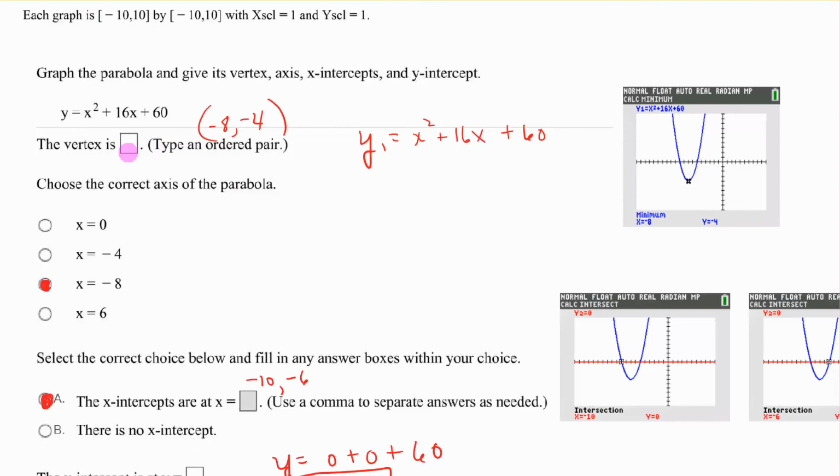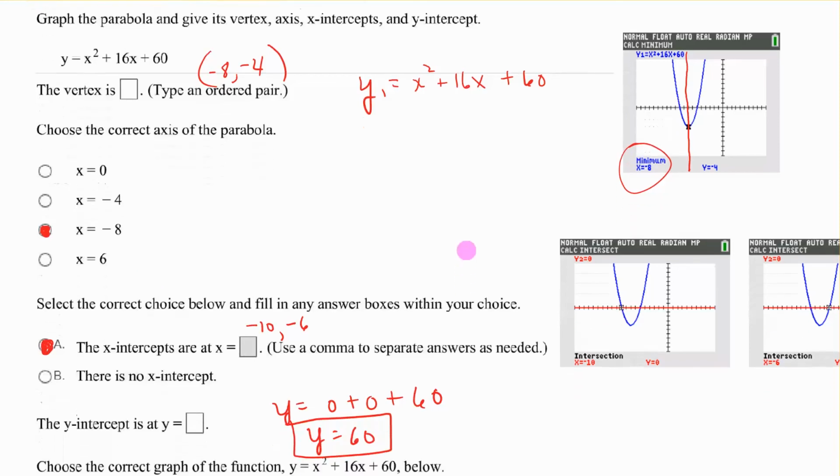So we put that in here. The vertex is, put that in. Choose the correct axis of the parabola. Once you know the minimum, remember that the line that goes through there is the axis of symmetry. It's always the x part of that parabola that you use. So x equals -8 is the axis.